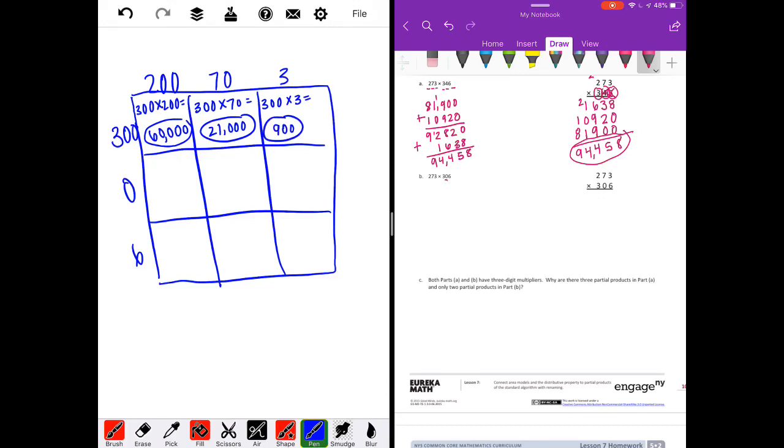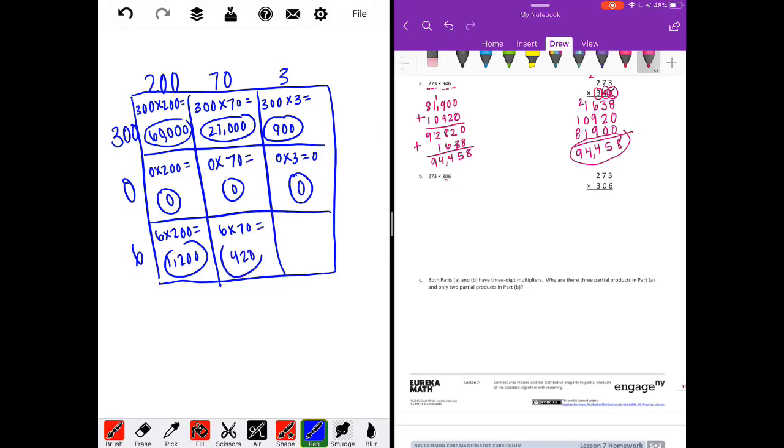Now these are all going to be 0 times 200. They're all going to be 0. Because any time you multiply something by 0, you get 0. So that was easy. And then the final row, 6 times 200 equals 1,200. 6 times 70 equals 420. And 6 times 3 equals 18. So we're going to add up our rows.